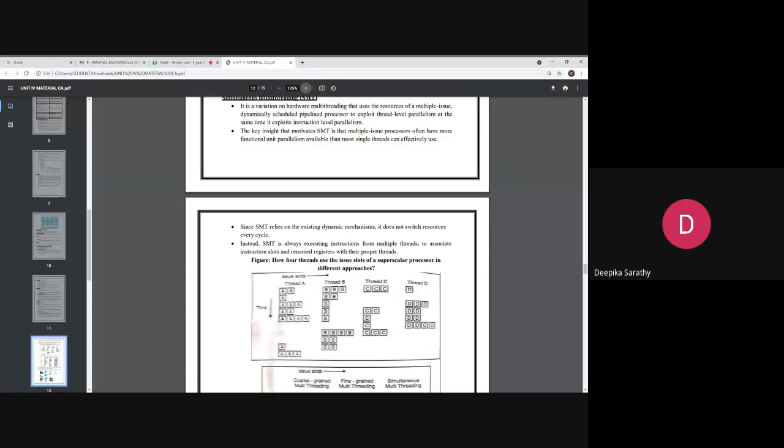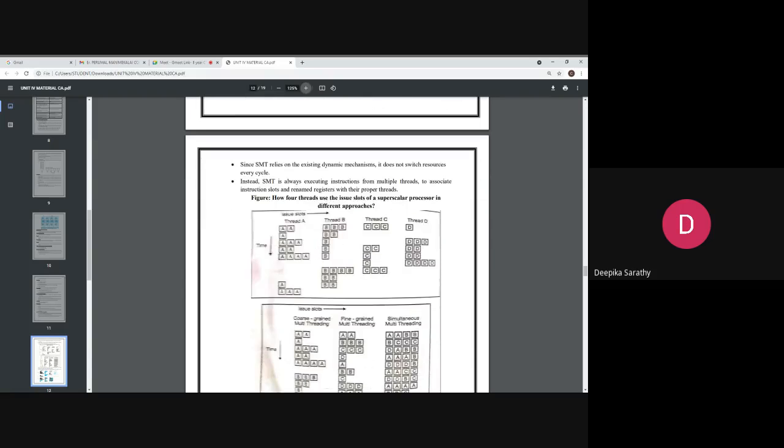Okay. What simultaneous multi-threading says is, here in a multiple issue processor I'll be having more functional parallelism available, that most single threads can effectively use. They say I use each single thread effectively here. Since SMT relies on the existing dynamic mechanism, it does not switch resources every cycle. For every cycle, it does not keep on switching the resources. Instead, I am executing instructions from multiple threads associated with the instruction slots and renaming the registers with their proper threads. According to the requirement, I'll rename and use the processor.